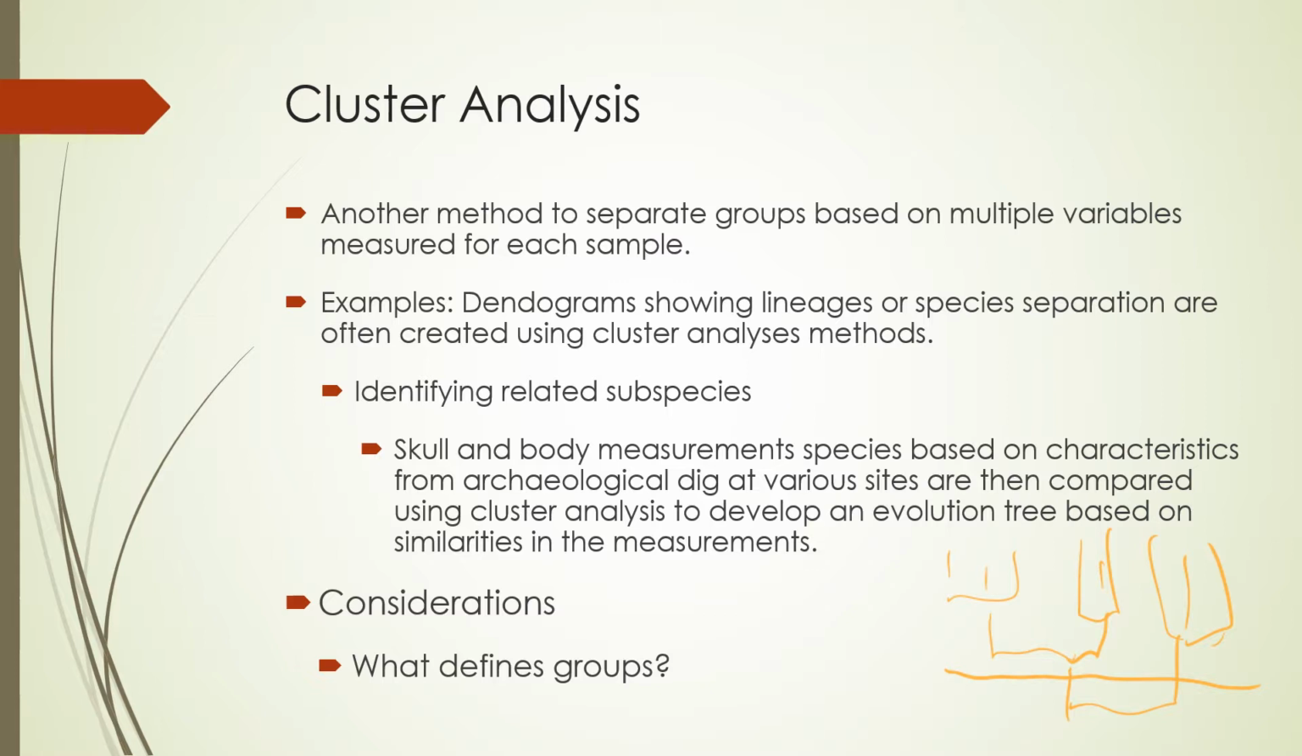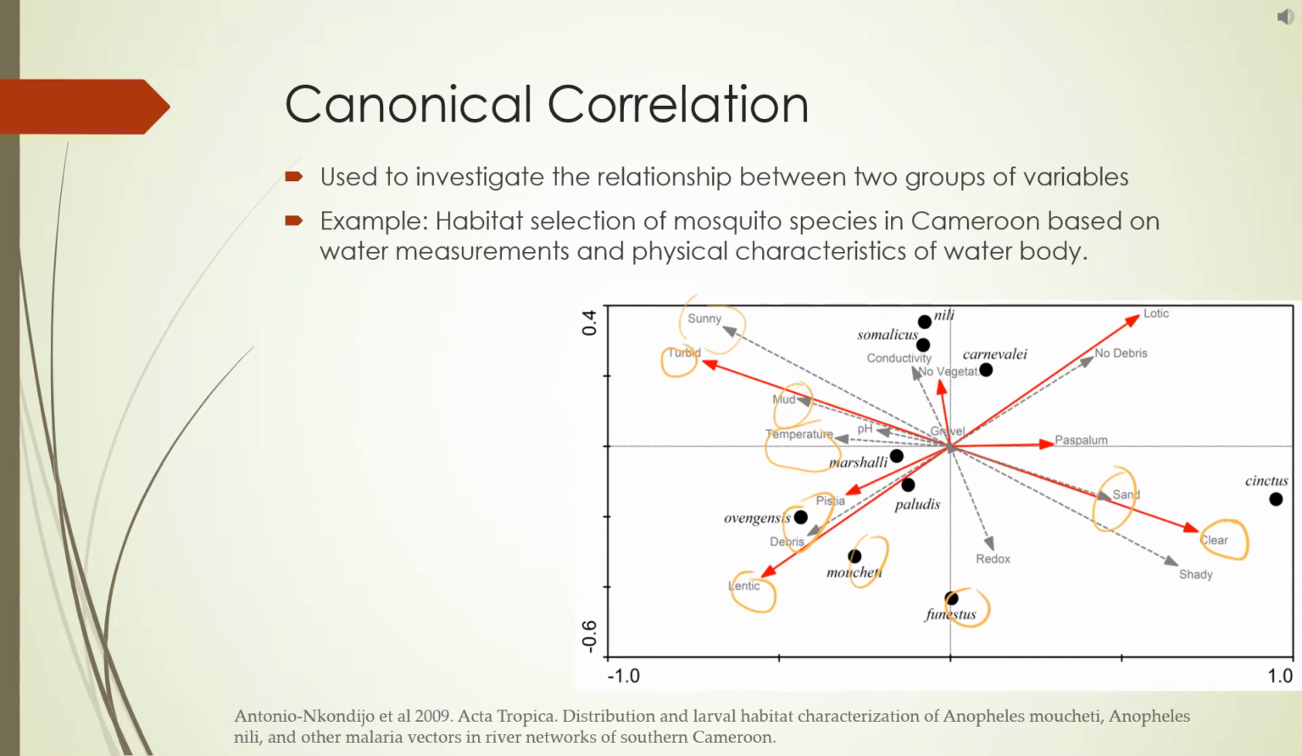One of the considerations is where you draw that horizontal line that cuts across the dendrogram to define the different groups. You could draw it down near the bottom, in which case you just have two groups, or as you move that line up, you'll have more and more groups, and sometimes deciding where that distinction is made can be, again, somewhat subjective. The last type of multivariate analysis we'll talk about is what's called canonical correlation analysis.